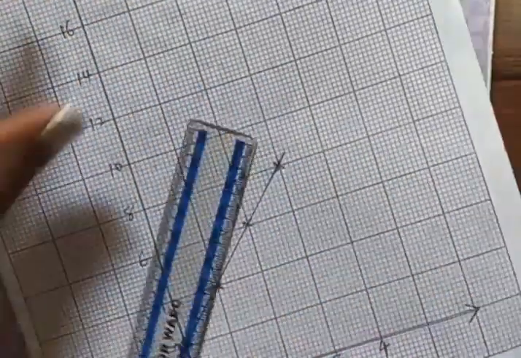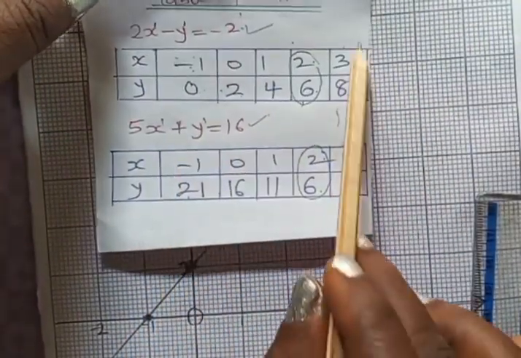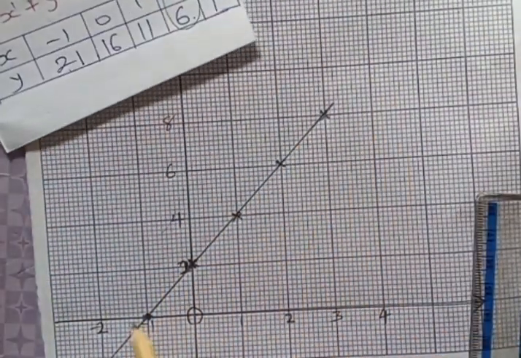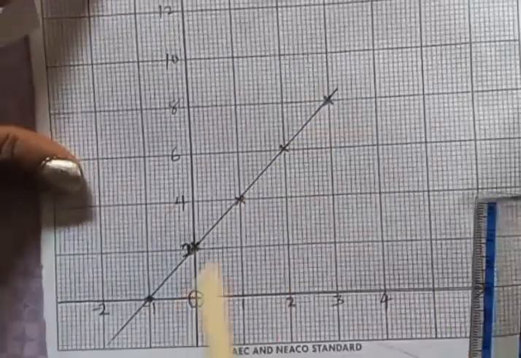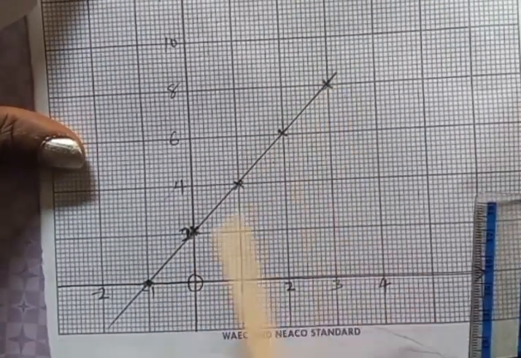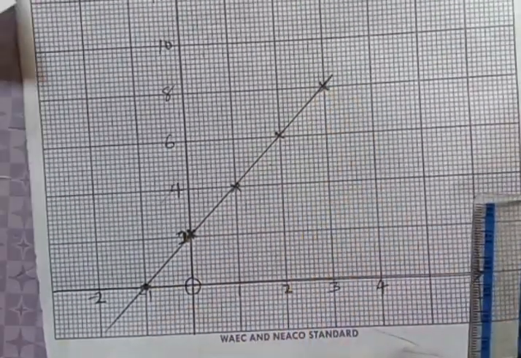You can also plot the first and the last. You can plot this first one and this last one, and you still get your answer straight. The first and the last can be plotted.